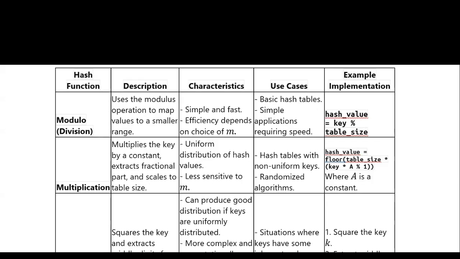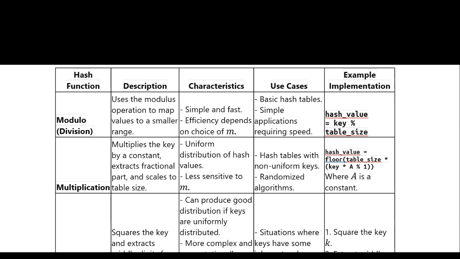To summarize all four methods: the division method is simple, fast, and best for general use. The mid square method produces good distribution and is suitable for ordered keys. The folding method is simple and flexible and good for large numeric keys. And the multiplication method produces uniform distribution. For general purpose hash functions, particularly for hash tables, the multiplication method is typically preferred due to its good balance of performance and uniform distribution.